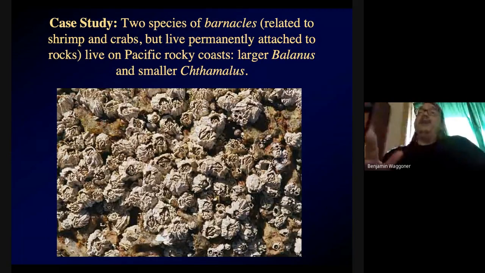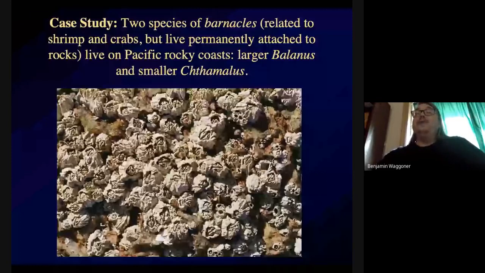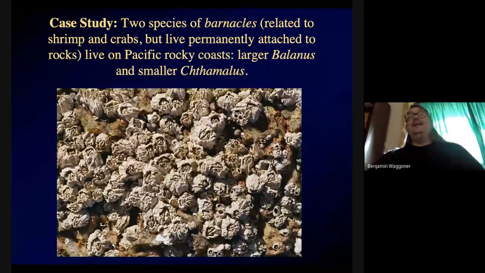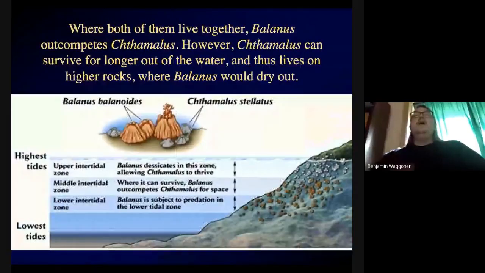Here's the thing, the competition here is for space because barnacles, once they're adults, can't move. They are permanently attached to the rocks that they grow up on, meaning that if a baby barnacle is trying to settle down and there's no space for it, then it will just eventually die. Real estate on a crowded rock can be harder to get than a decent apartment in San Francisco. Where both of them live together, Balanus, the big one, Balanus balanoides, outcompetes Cathamalus. Balanus is big enough that it can grow right over the top of Cathamalus.